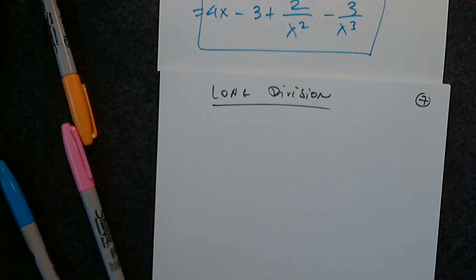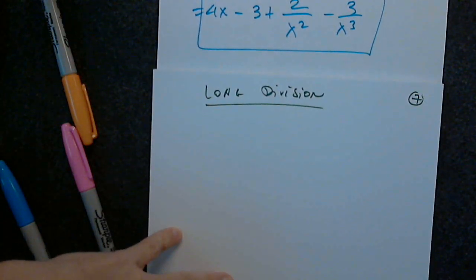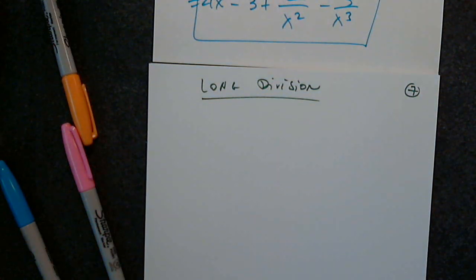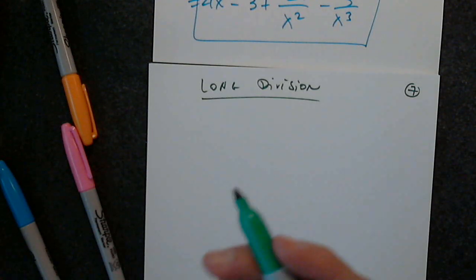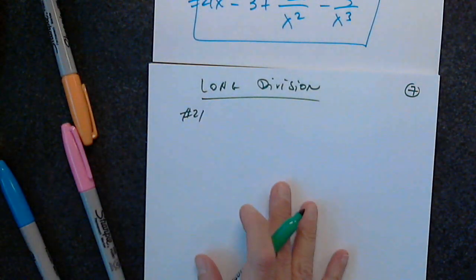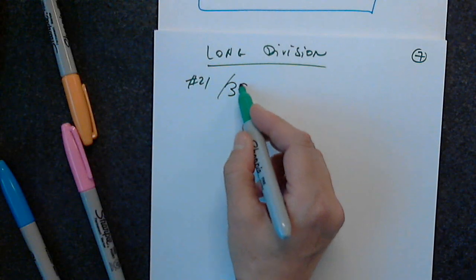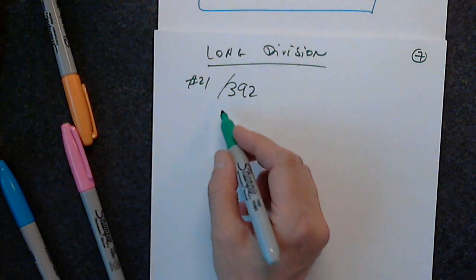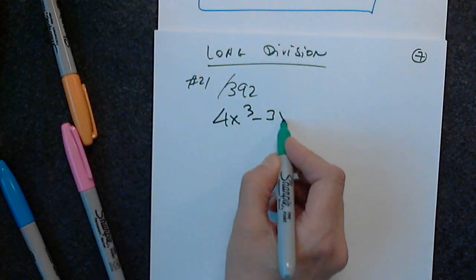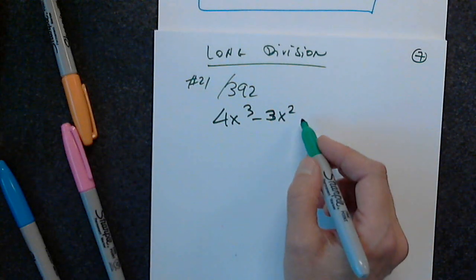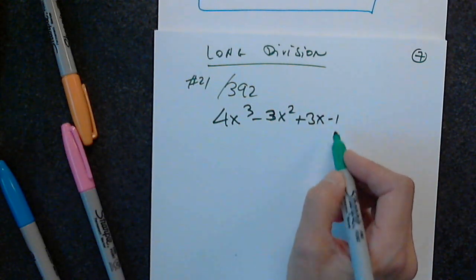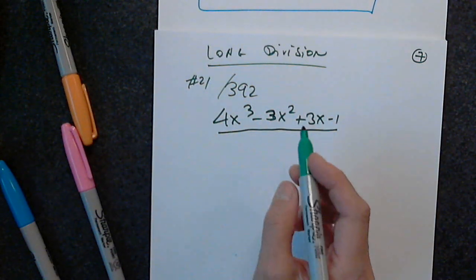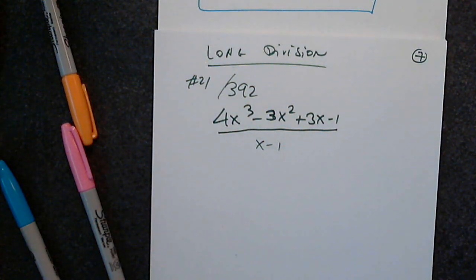How many of you remember long division? I'm sure you've seen it, right? Okay, very good. So let's take a look at an example. Let's start with 21. On page 392, 4x cubed minus 3x squared plus 3x minus 1, everything divided by x minus 1.